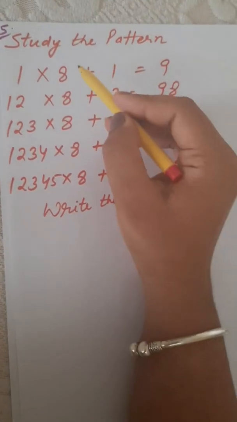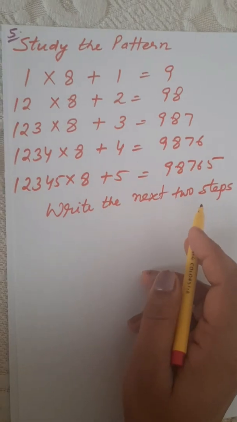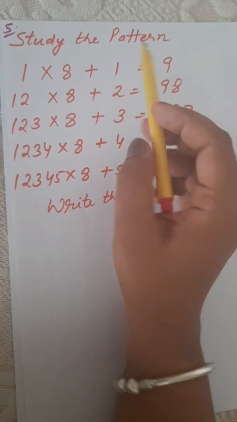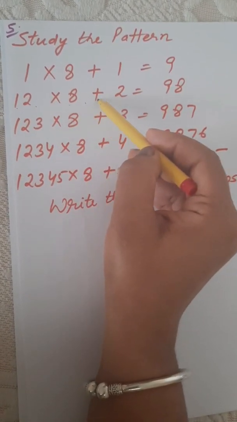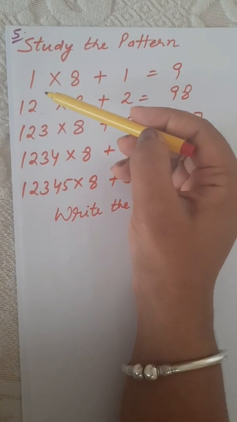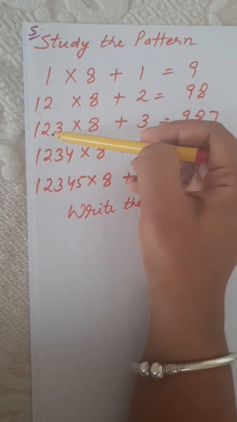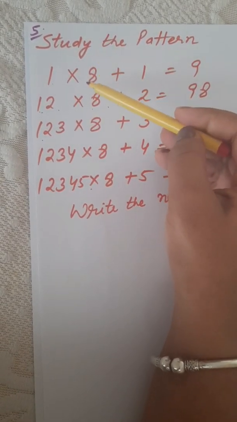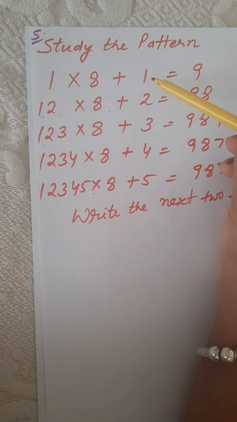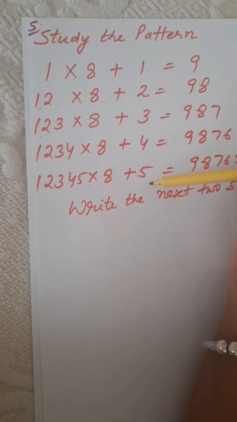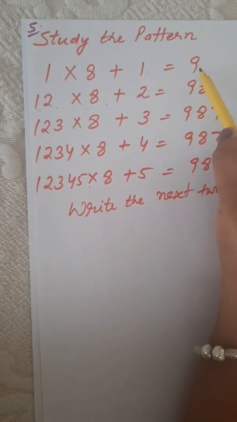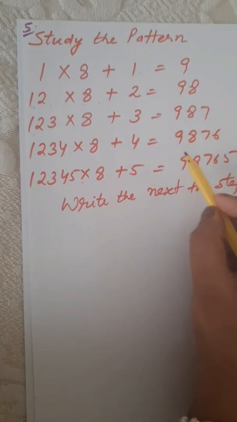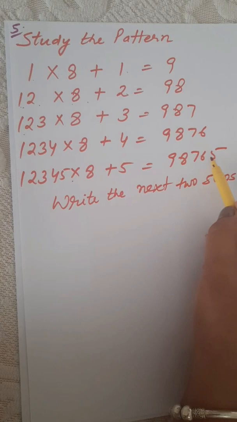We have question number 5. In this you have to study the pattern and write the next 2 steps. First we have 1 multiplied by 8 plus 1 is equal to 9. Then we have 12 multiplied by 8 plus 2 is equal to 98. If I follow the pattern 1, 12, 123, 1234, 12345, the numbers are in consecutive order. If I solve the first one I get 9, the second is 98, then 987, then 9876, 98765.